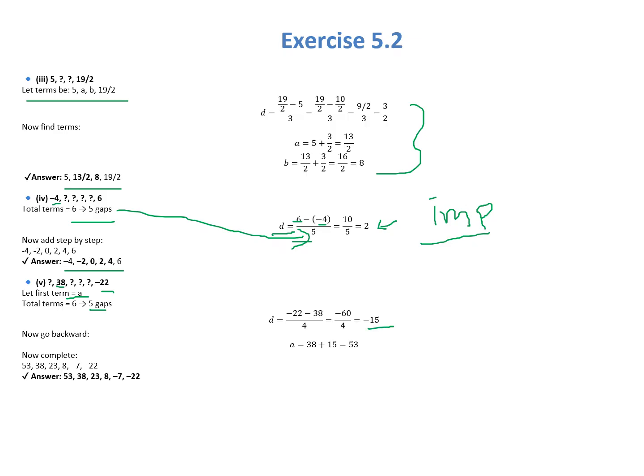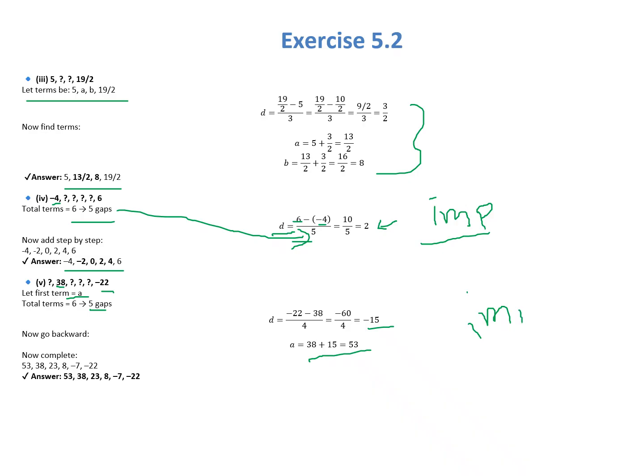And then we have to move backward. So to get the term before 38, we have to add 15 to it, because the succeeding term is less than the preceding term. So the preceding term has to be more. So our difference should be added back to get the first term. This is very, very important. So basically, this is also a very, very important concept.